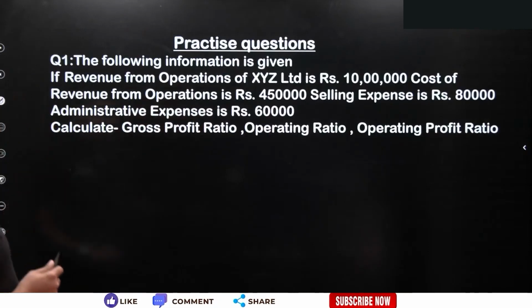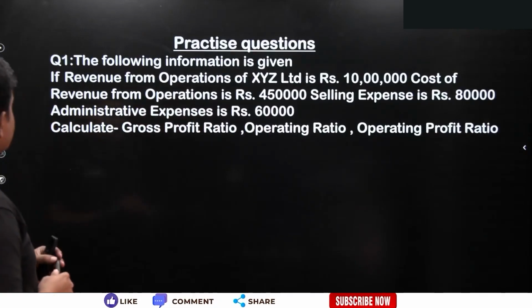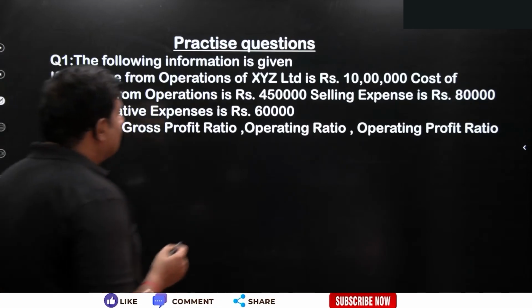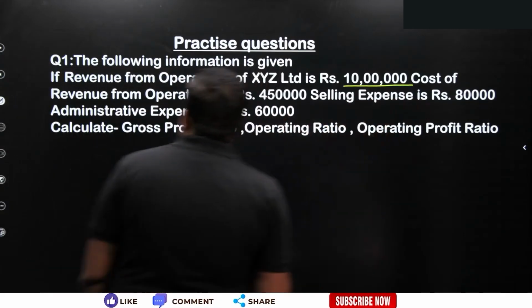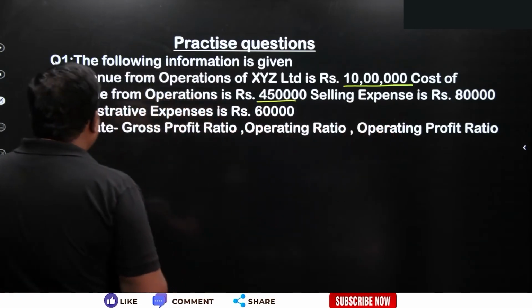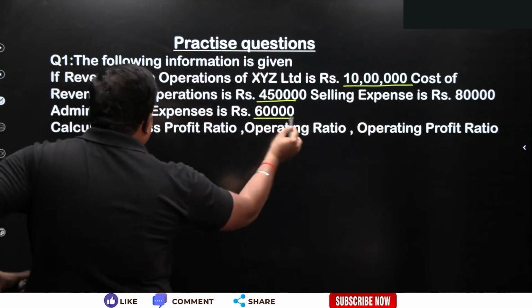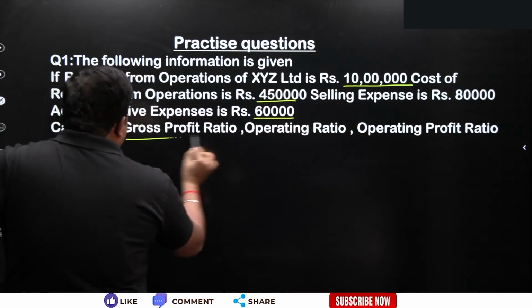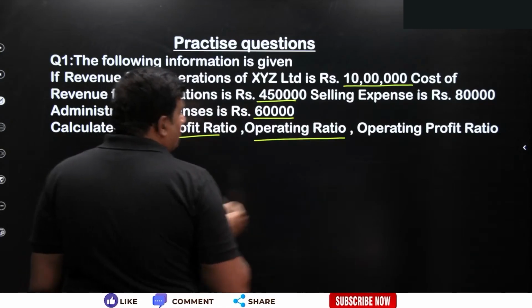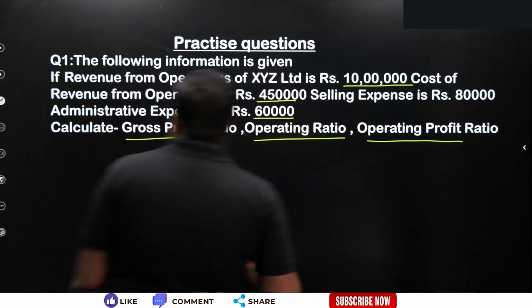Now I have taken a few questions here. The following information is given. If revenue from operation of XYZ is 10 lakh rupees, cost of revenue from operation is 4.5 lakh, selling expenses is 80,000, administrative expenses is 60,000. Now you need to calculate the gross profit, and you need to calculate the operating profit ratio.